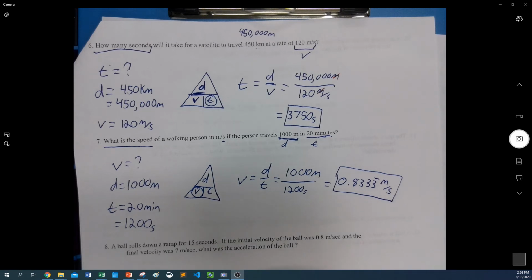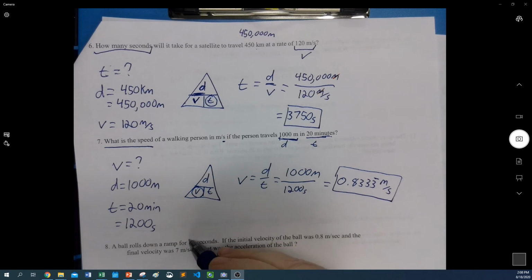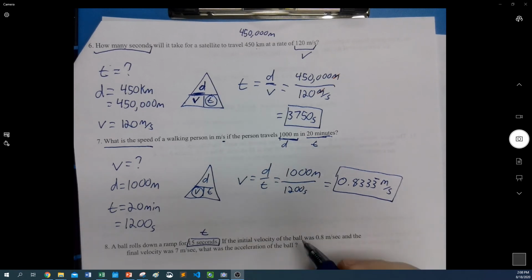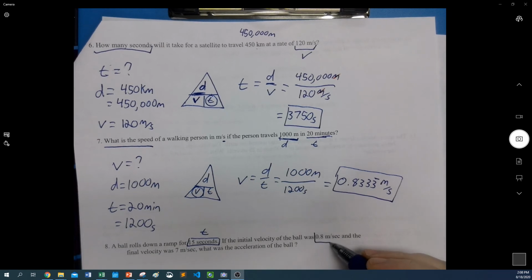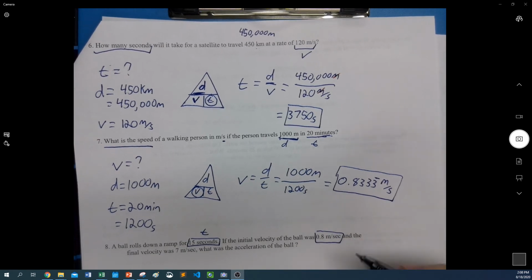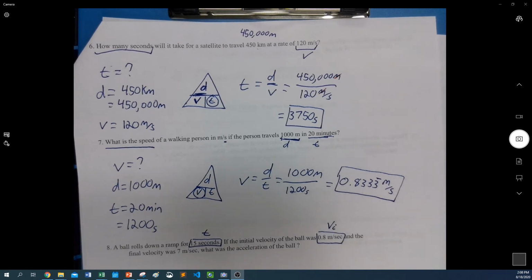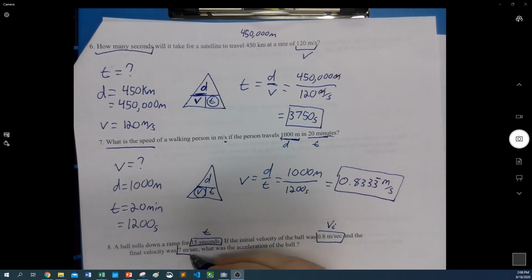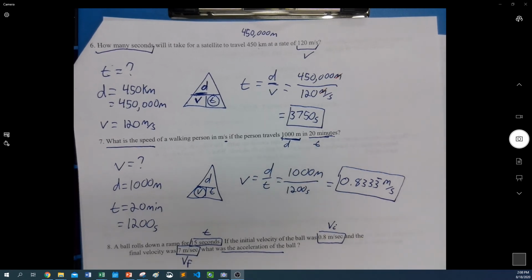So a ball rolls down a ramp for 15 seconds. 15 seconds is time. If the initial velocity of the ball was 0.8 meters per second, that is your initial velocity. And the final velocity was 7 meters per second. That's your final velocity. What is the acceleration of the ball?